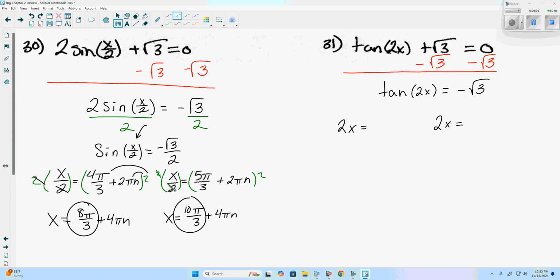Now, tangent of 2x is the square root of 3 at our pi over 3's. And tangent is negative in the second, so that'd be 2 pi over 3. And our fourth, which would be 5 pi over 3.